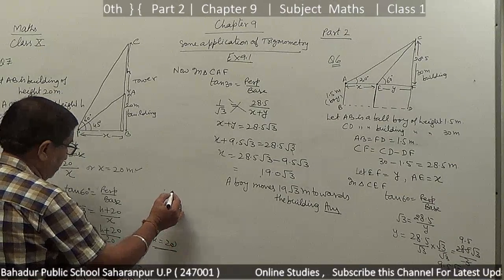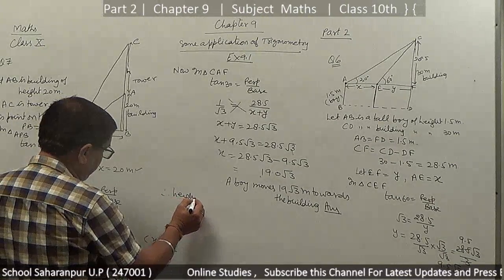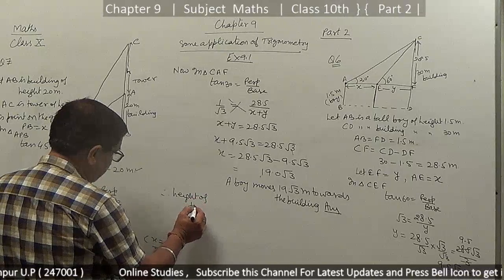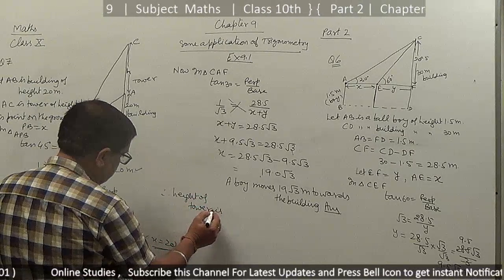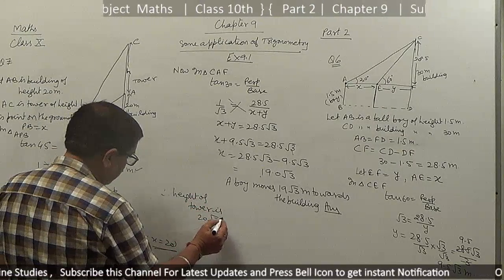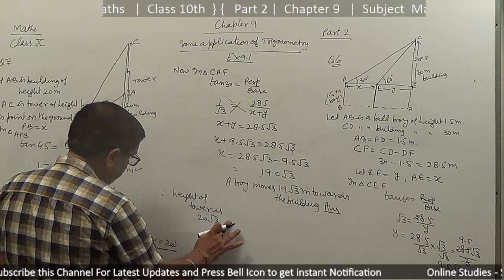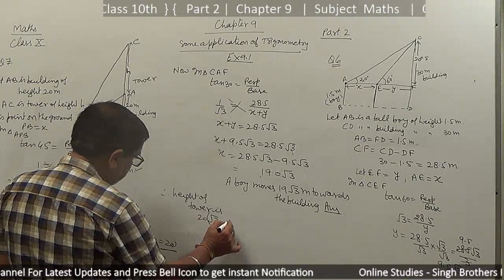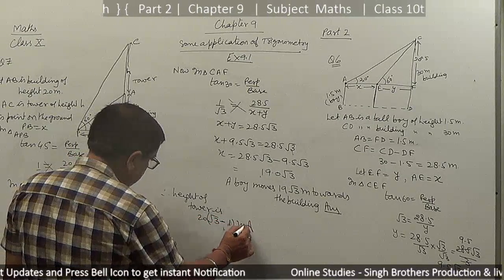So therefore the height of the tower is 20 times root 3 minus 1 meter.